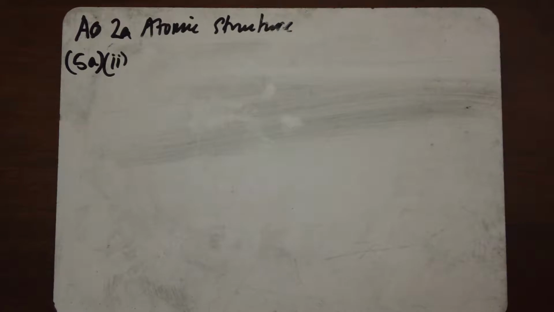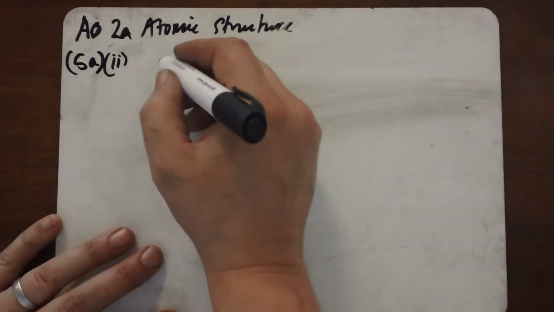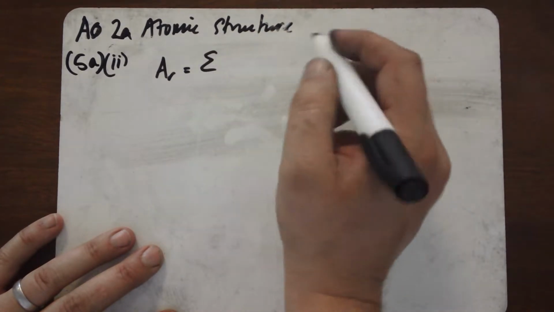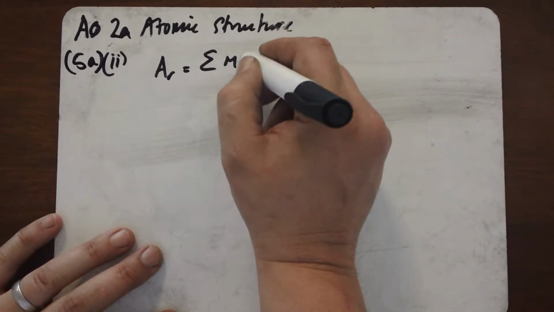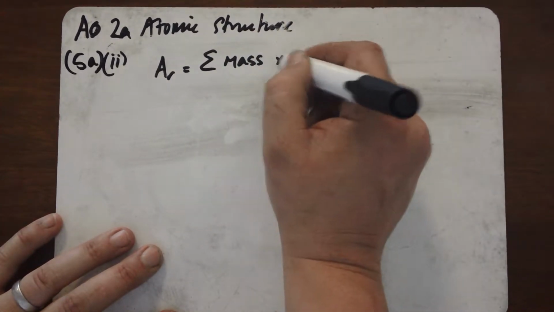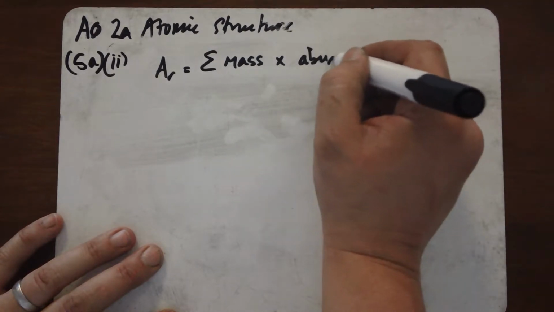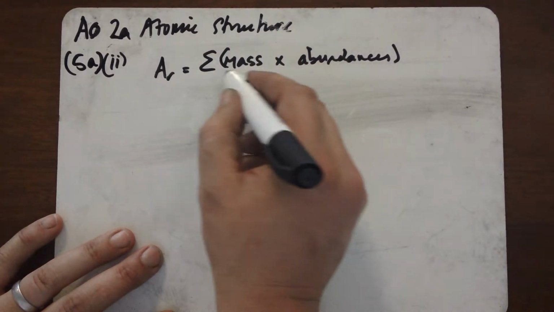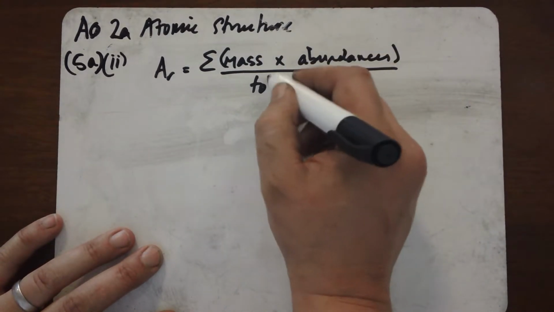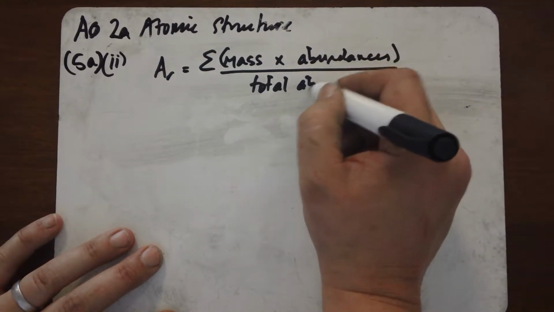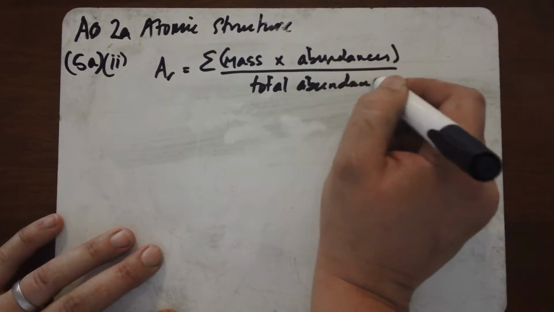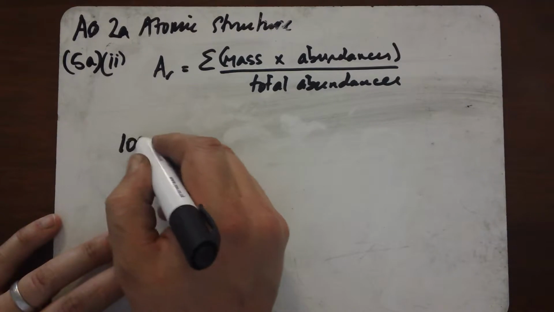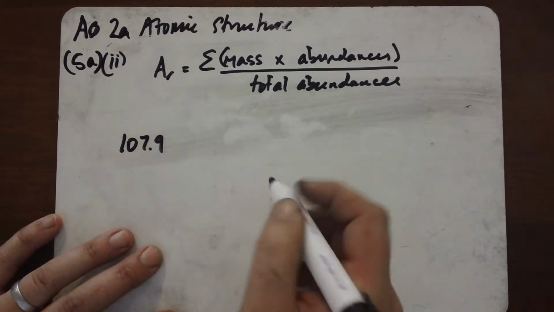So this is asking about isotopes and relative atomic mass, so the thing that we have to start with is an equation. This is the sum of all of the masses multiplied by their relative abundances. We then divide by the total abundances. Okay, so what this is going to look like is we're given the value of 107.9.